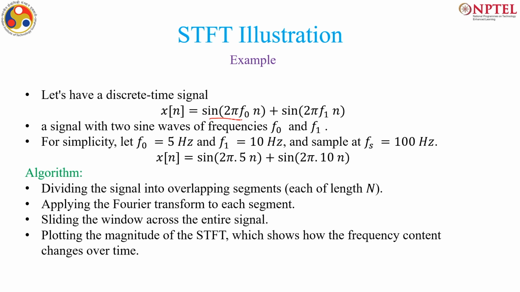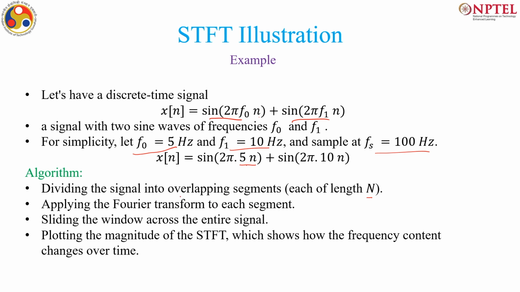So, here I have the sum of 2 sinusoids of frequencies f0 and f1, and for simplicity let us say I take f0 as 5 hertz and f1 as 10 hertz, and we will use a sampling rate of 100. So, this will be 2 pi f0 n. If this is already in n, there is no problem, but if this was in t, you have to do this n by fs. So, first thing is you have to select your n, and then I will divide the signal into segments.